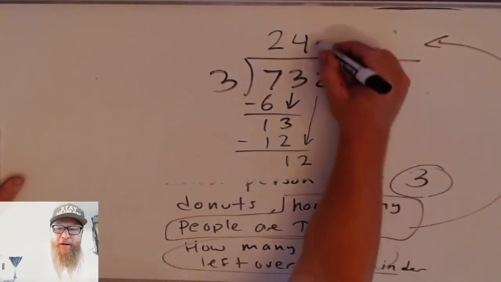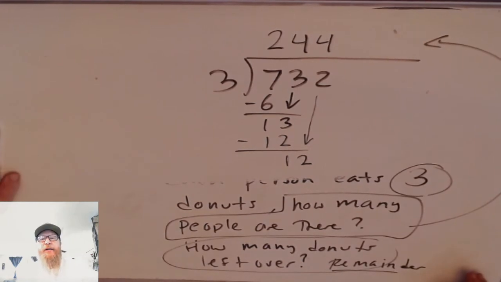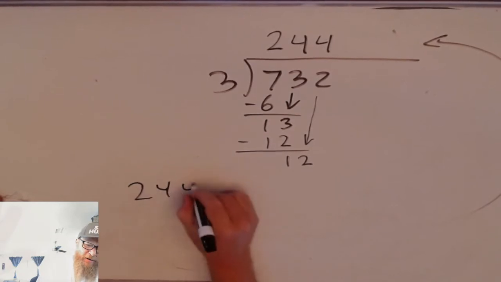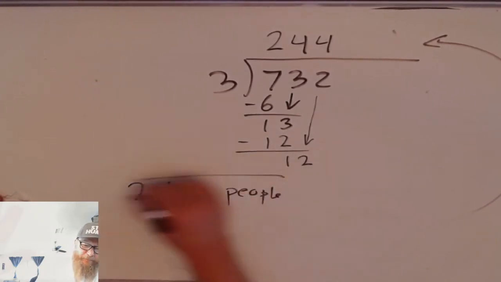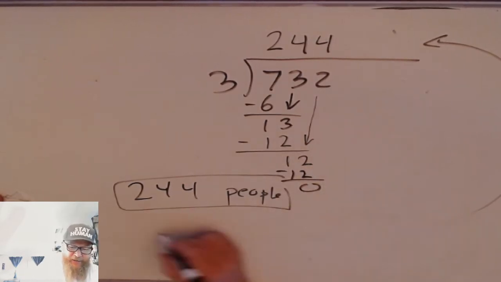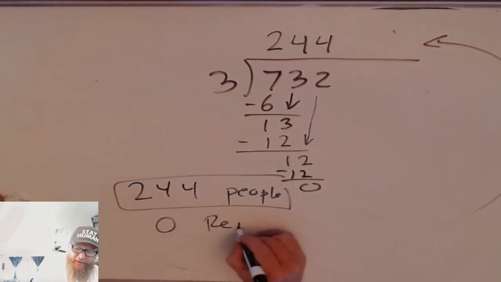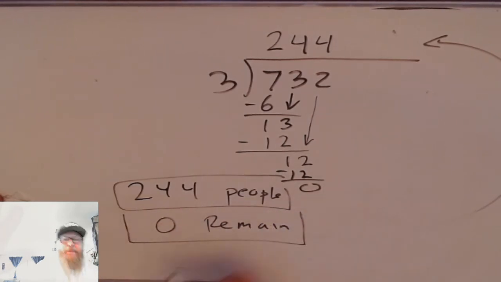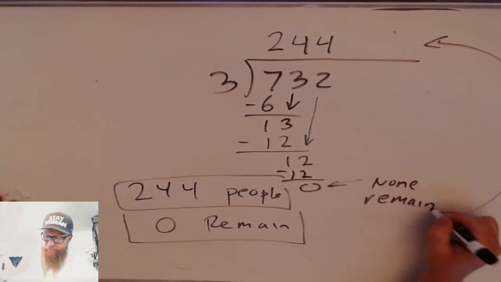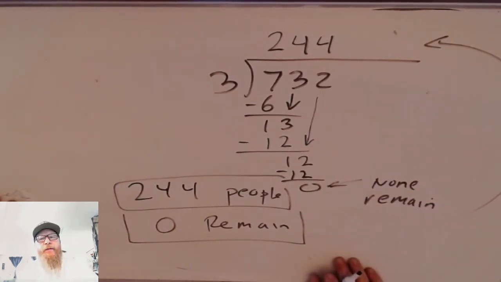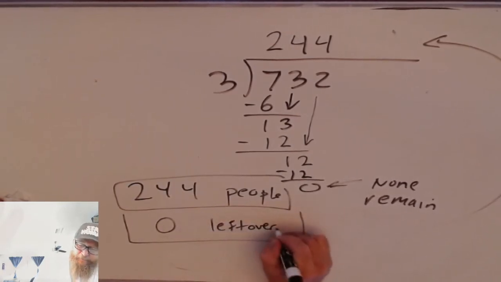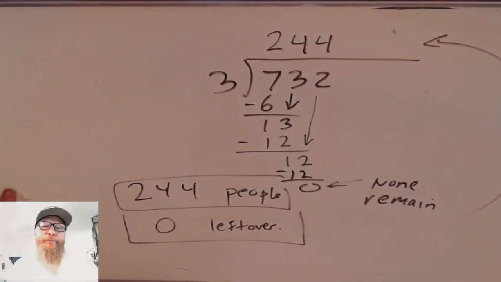3 goes into 12 4 times. So how many people are there? There are 244 people. But 4 times 3 is exactly 12, and then no donuts remain. Okay. So 0 donuts left over. Everybody got a donut? Yep.